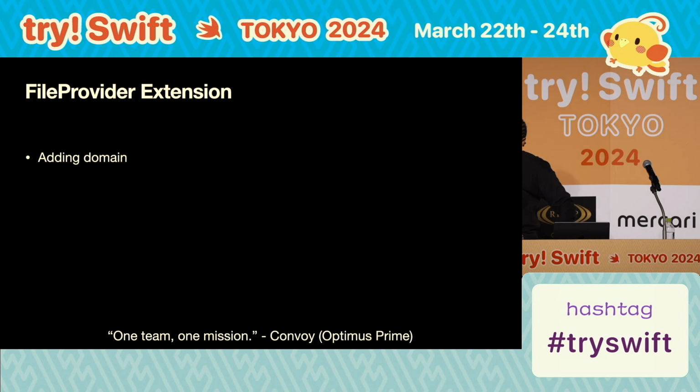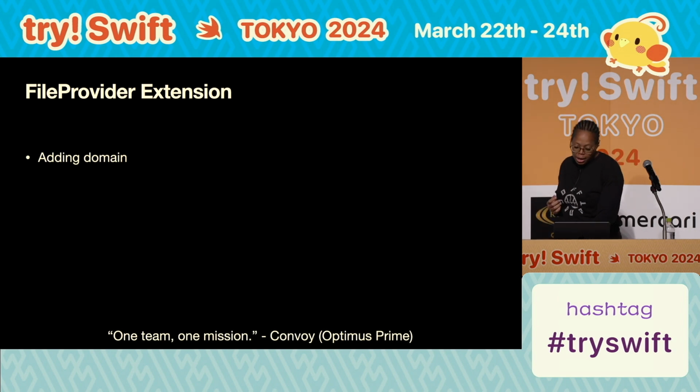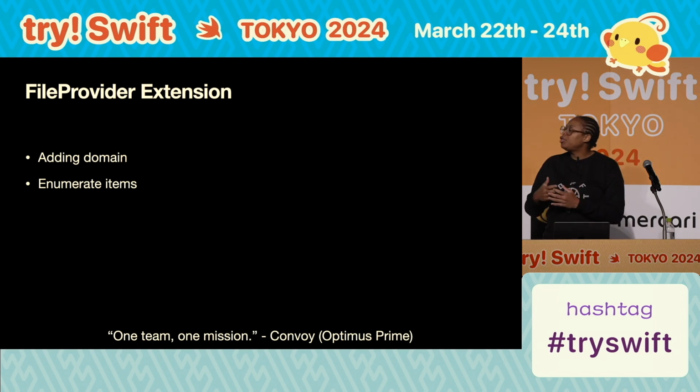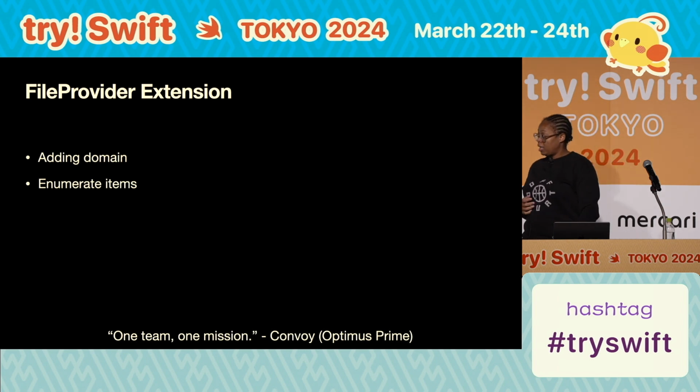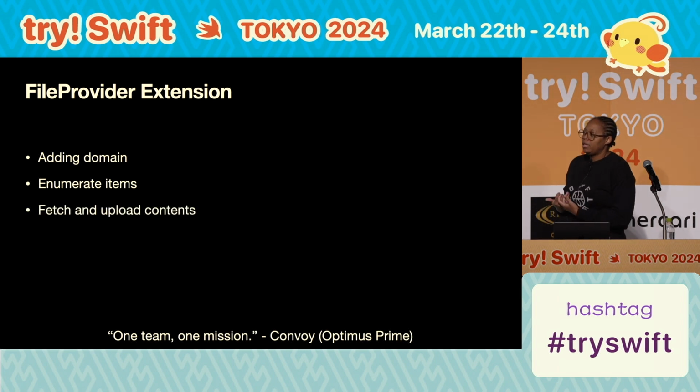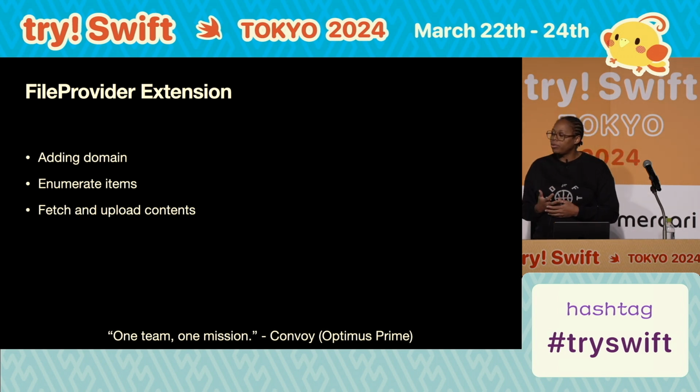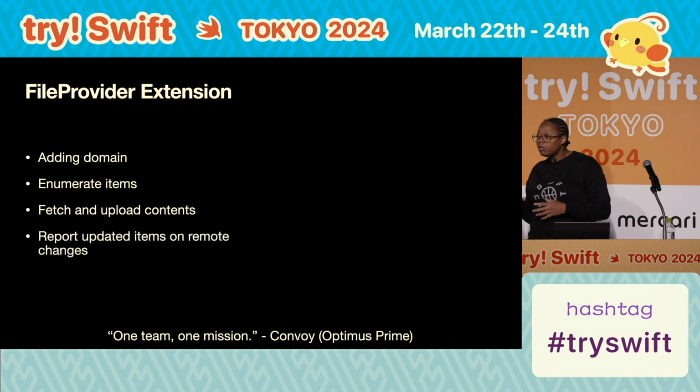But adding the domain, right? We will have the file provider domain, which needs to be added in the location finder. So in that finder, after adding the domain, we need to list all the items, so all our files and folders inside that domain: Proton Drive, Google Drive, Dropbox. Enumerating the items, we also need to either download them or upload them. So it's going to be about fetching and uploading contents. And lastly, we need to take care of the updates we get from the remote.